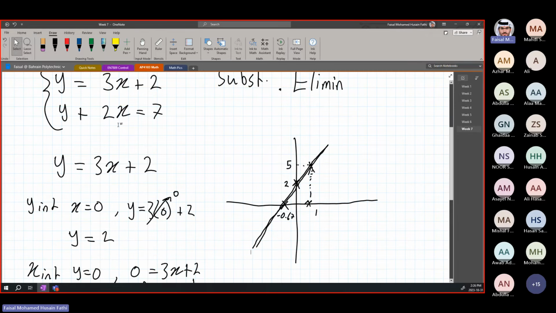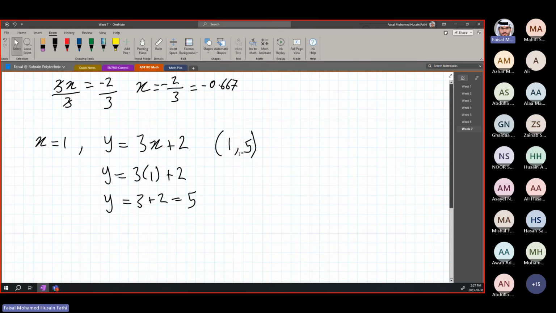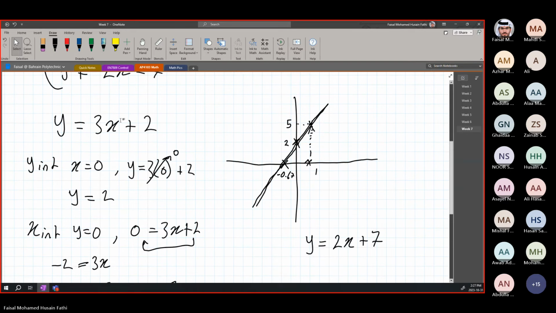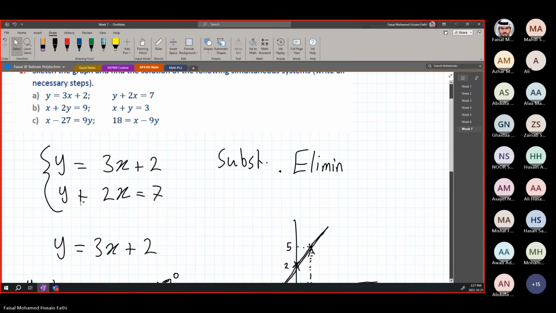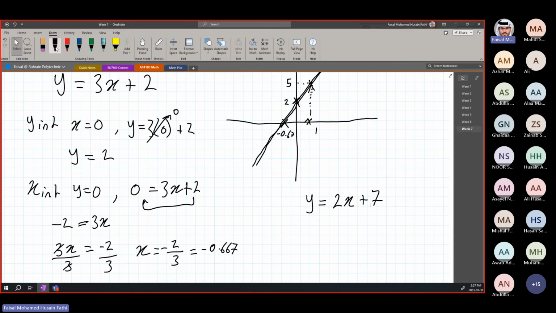So if we want now to plot the second line, y plus 2x is equal to 7, on the same graph, let's do the solution here. So y is equal to 2x plus 7. No, sorry, y plus 2x is equal to 7. Okay. Y plus 2x is equal to 7.